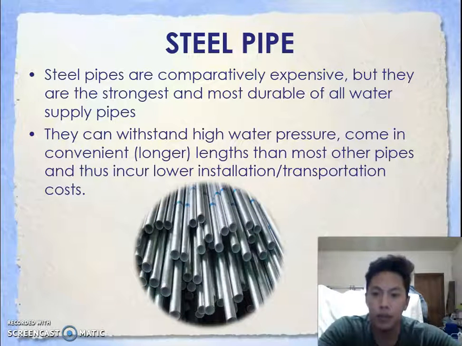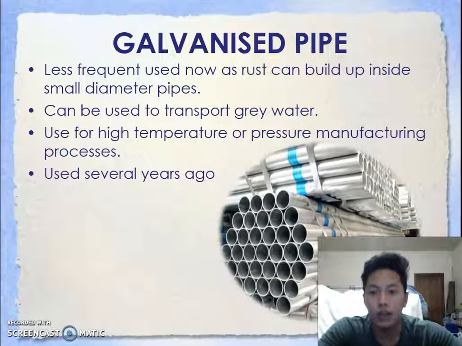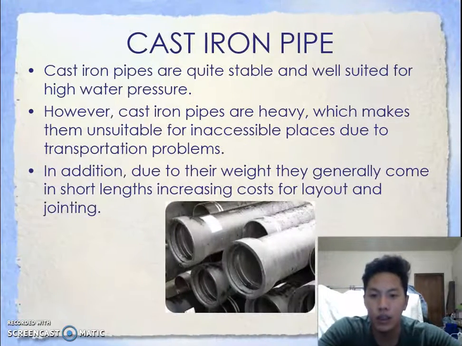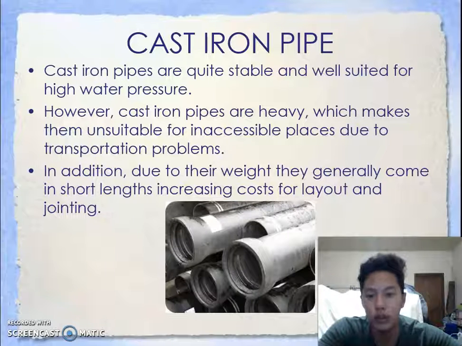Steel pipe. Steel pipes are comparatively expensive, but they are the strongest and most durable of all water supply pipes. And the next is galvanized pipe, with less frequent use now as rust can build up inside smaller diameter pipes. Cast iron pipe. Cast iron pipes are quite stable and well suited for high water pressure. However, cast iron pipes are heavy, which makes them unsuitable for inaccessible places due to transportation problems.